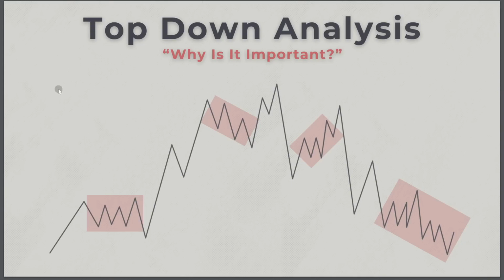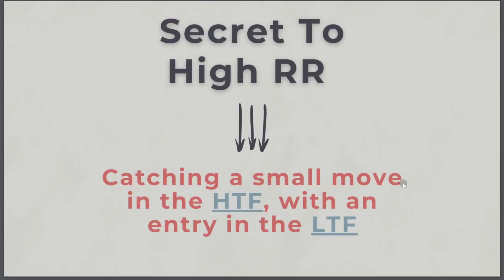Price will only expand when it's reaching a higher time frame POI. So by understanding the top-down analysis, now we understand the secret to high reward to risk. A lot of people see people getting high reward to risk trades and ask, what's the catch here? It's nothing but performing top-down analysis. And what's the catch in detail? It's catching a small move in the higher time frame with an entry in the lower time frame.